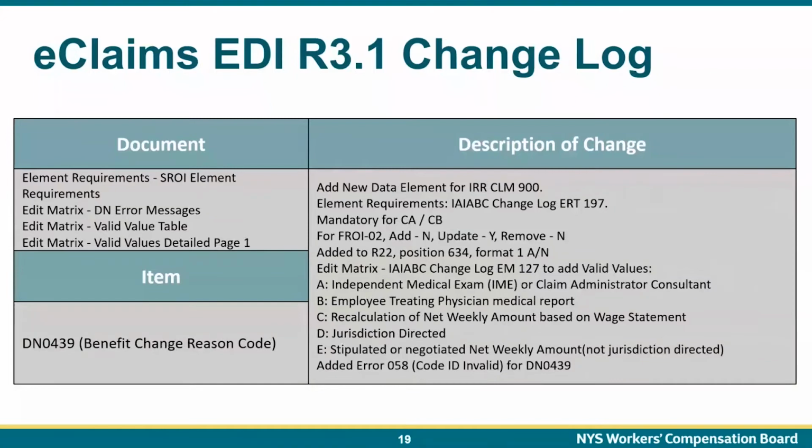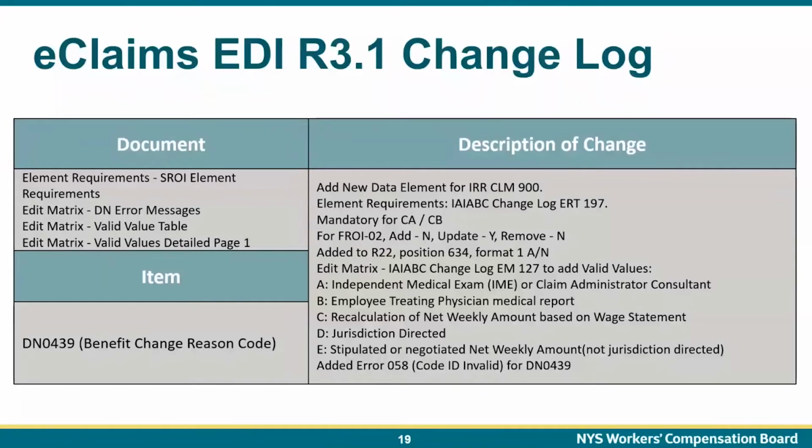We are also announcing that the IRR that we requested to add a new data element for benefit change reason code, as I've previously announced, was approved by the IAIABC, has now been assigned a data element. So it's DN 439, and it is going to be in the record layout R22, position 634. The Claims Systems Committee announced it on their change log, edit matrix 127, and added values A, B, C, D, and E with all of the definitions that you see there on the screen that was approved in the IRR and will be posted in the Section 6 Data Dictionary on 1/1/2021. And Greg Lutz has informed me that he does have it already posted out there on the IAIABC website in the supplement.